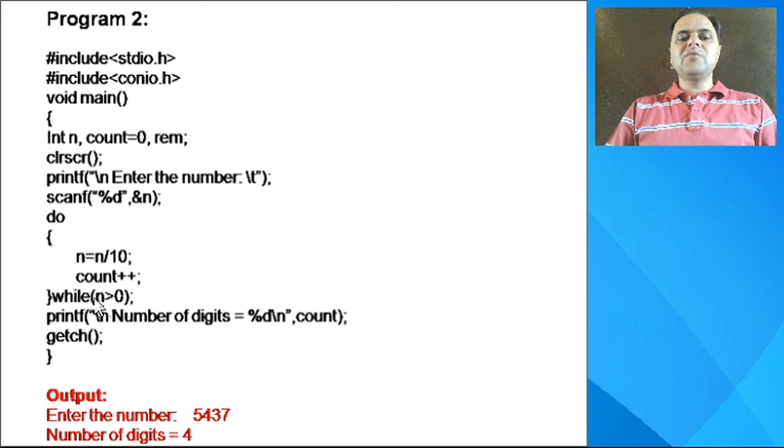0 is not greater than 0, so the condition fails. It will come out of the loop. So number of digits equal to the value of count. The value of count is 4, and 4 got printed here. This is how we can calculate the number of digits of a number using a do while loop.